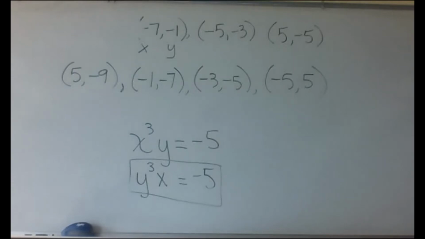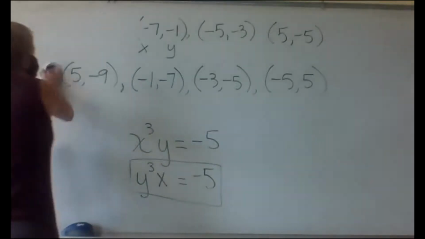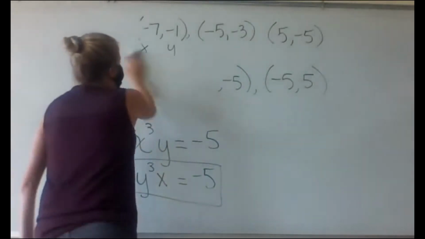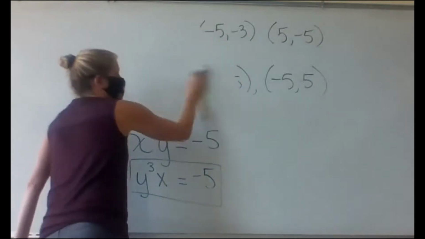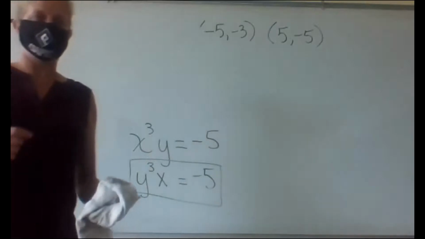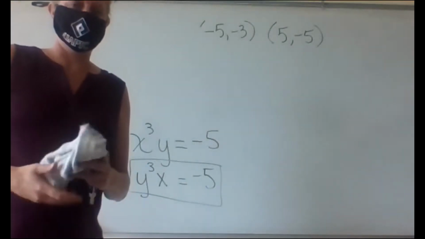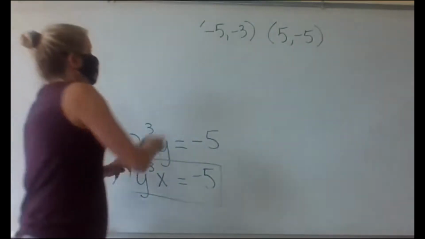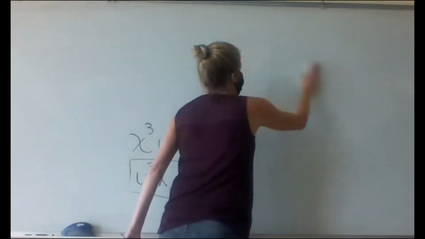Now, 3, 4, 5, and 6 are going to use what is called the horizontal line test to determine whether functions are one-to-one or not, because only one-to-one functions have inverses. So remember what the vertical line test told us.